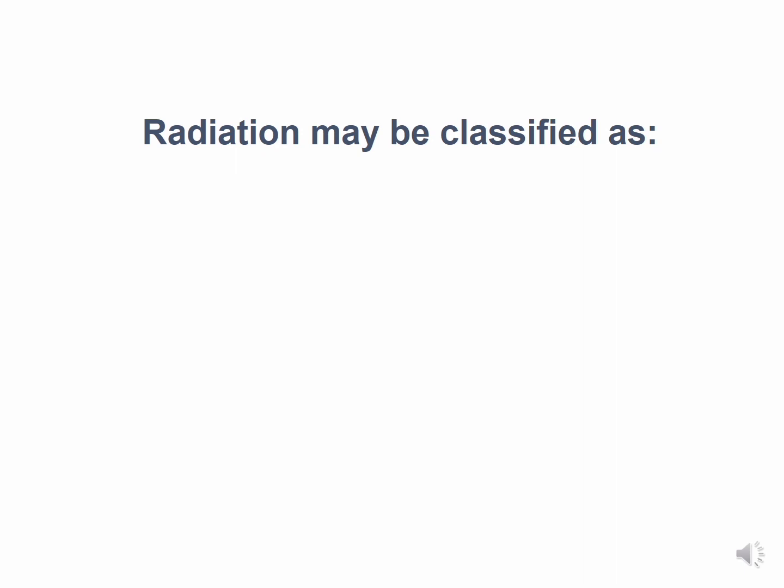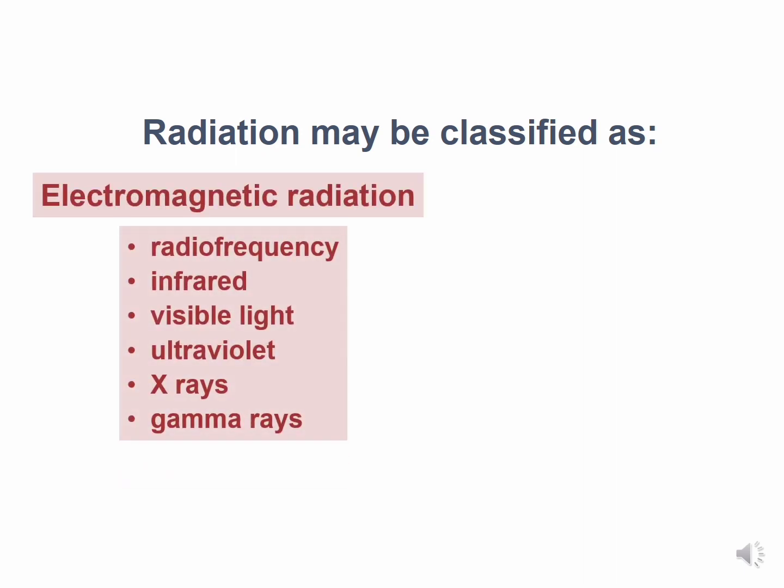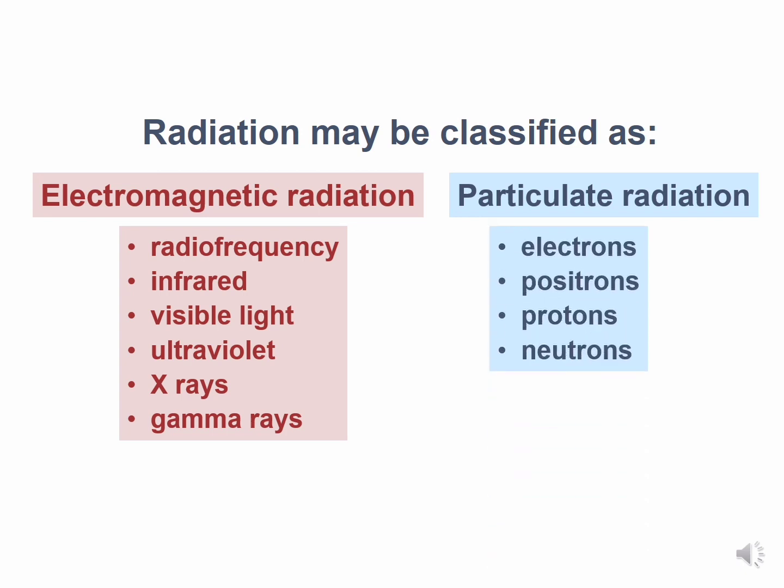So radiation may be classified as electromagnetic radiation and particulate radiation. Electromagnetic radiation is basically the transfer of energy through space in the form of radio frequency, infrared, visible light, ultraviolet, X-rays, and gamma rays. Particulate radiation, on the other hand, is about the radiation of energy by means of fast-moving subatomic particles comprised of the electrons, the positrons, the protons, and the neutrons.